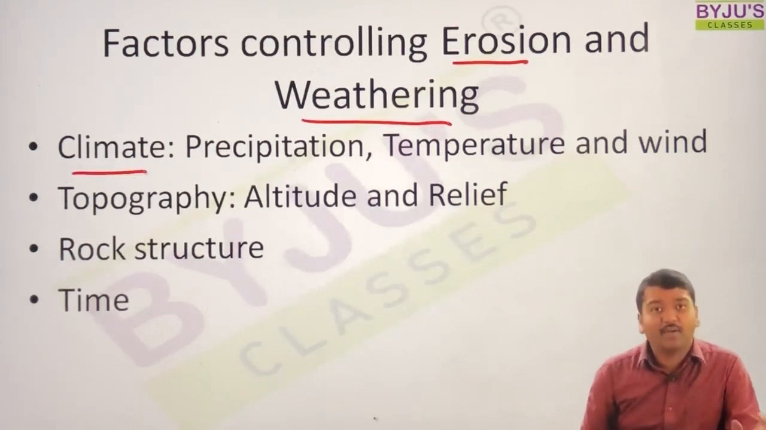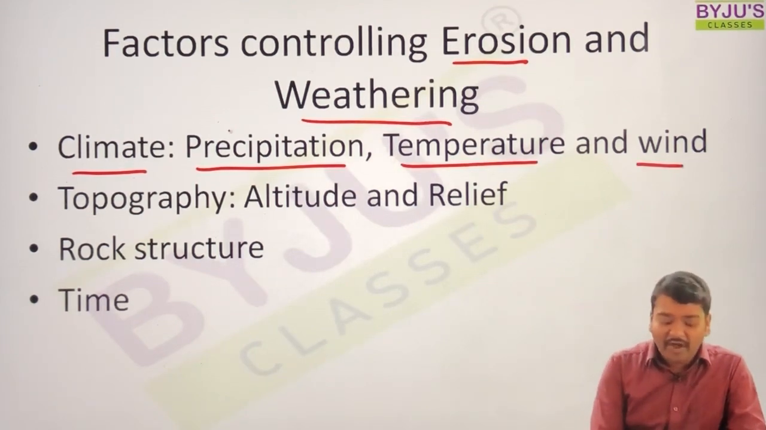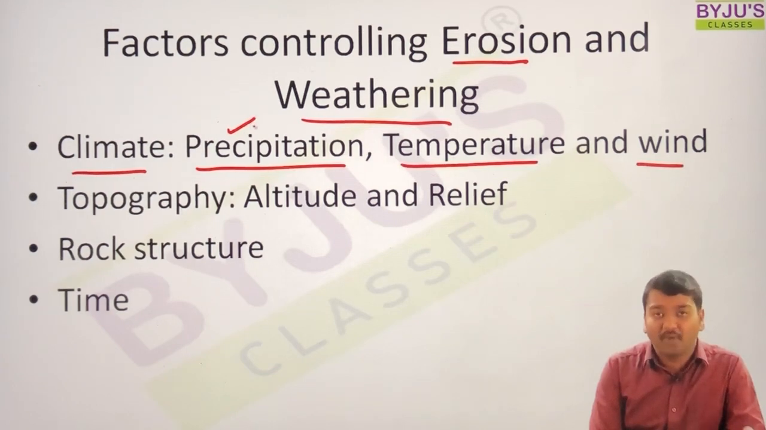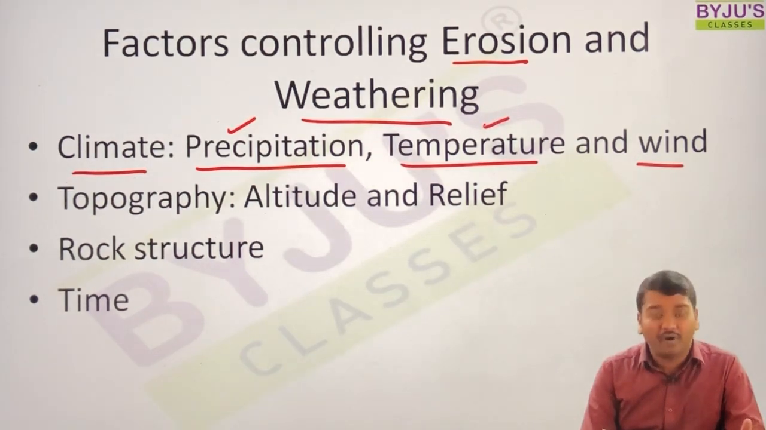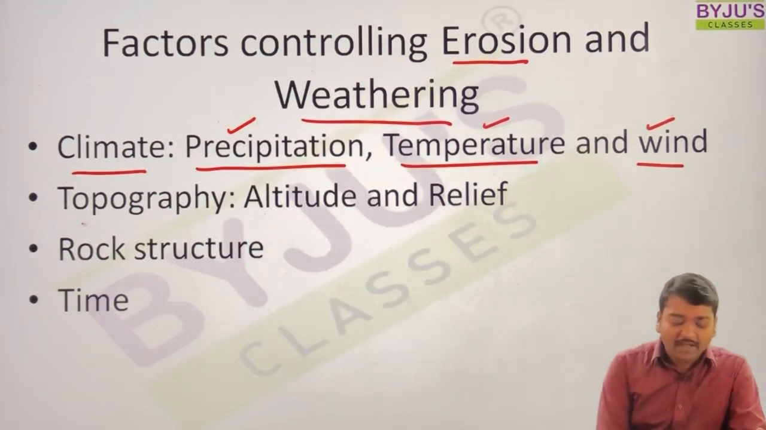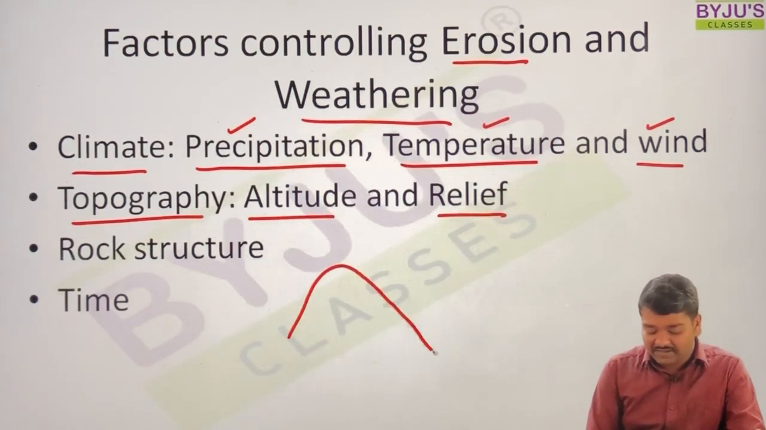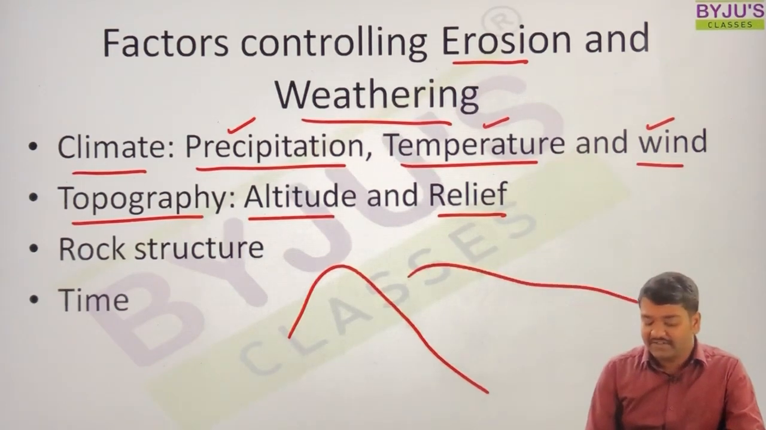Next, let's see which are the factors which control erosion and weathering. First is the climate. What does it mean? Precipitation, temperature and wind. If you have more rainfall, rivers and all get more water, so their activity will be more. High temperature, then you have pressure differences, movement of winds and also of water will be more. Wind will also affect movement of these waves, rivers, even the wind itself can be an erosional agent. Then you have topography, that is your altitude and relief. So if the relief is steep, then it is different. If it is gentle, then the topography and the impact will be different.